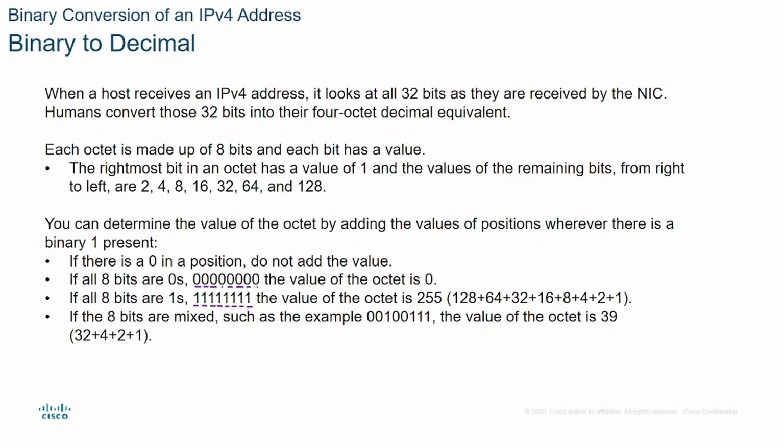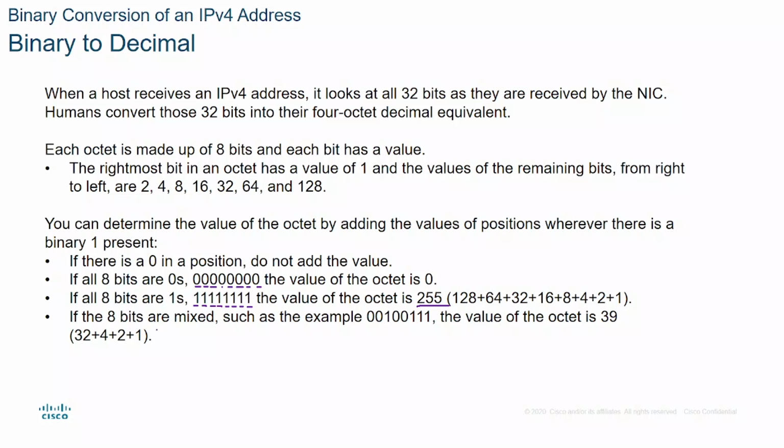Just like we have here. Okay, so now if there is a zero in a position, do not add the value. So if all 8 bits are zeros, the value of the octet is what? 0. If all 8 bits are ones, then you have what? 11111111. The value of the octet is what? 255. So 255 is the maximum number you can have.